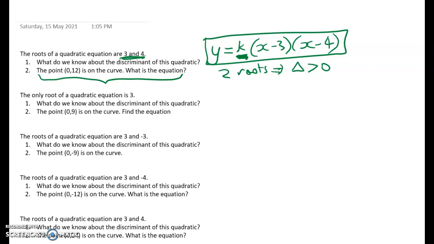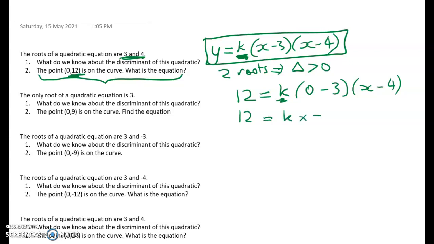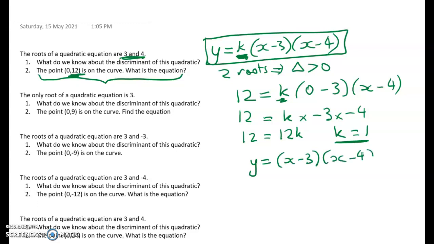To figure out what that scale factor is, I can substitute in my point. In this first one, this works out to be really easy. So y is 12, we've got k, which we don't know yet, and my x value is 0. So this is my basic parabola case. 12 is equal to k times negative 3 times negative 4. 12 is equal to 12k, so k is equal to 1. That means that my equation is simply (x minus 3)(x minus 4).